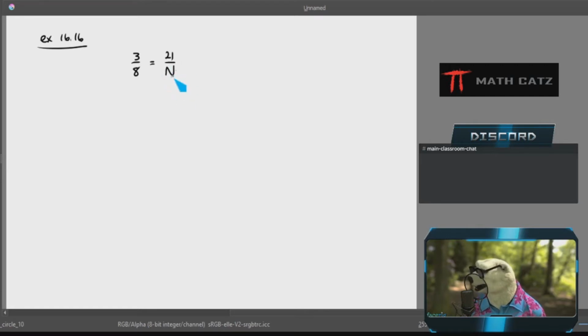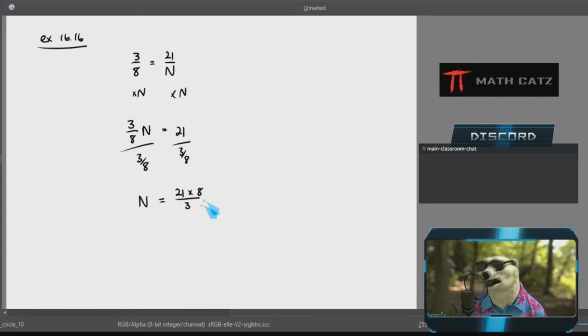I have to somehow get the variable out of the denominator position. So I'm going to multiply both sides by n, and then I have 3 over 8 times n equal to 21. Then I have to divide both sides by 3 over 8 to get n alone. And when I divide by a fraction, I multiply by the reciprocal, it's equivalent. So I have 21 times 8 over 3. And we did fractions before this for a reason. It's all in the videos if you need to go review. Okay, so I can do it.